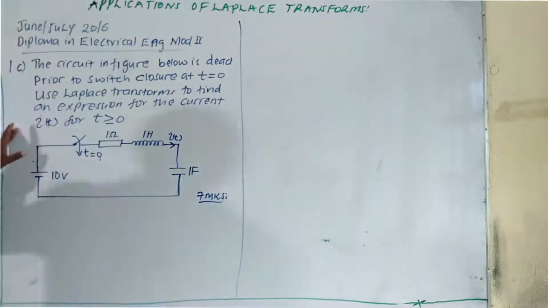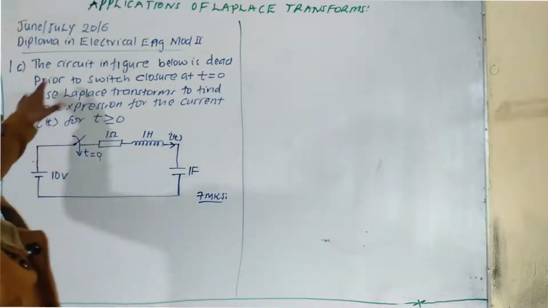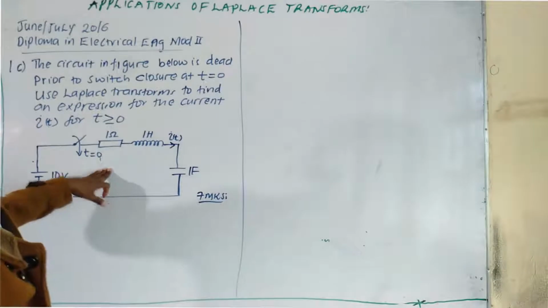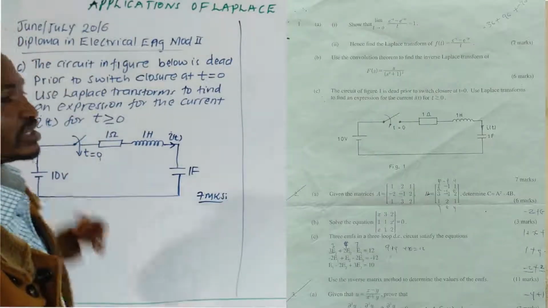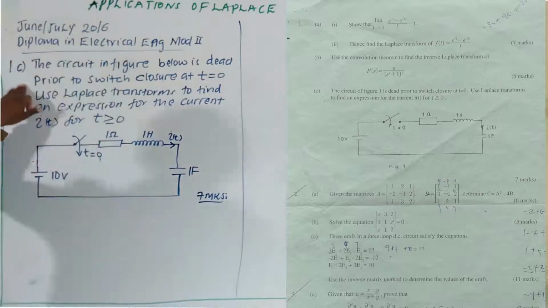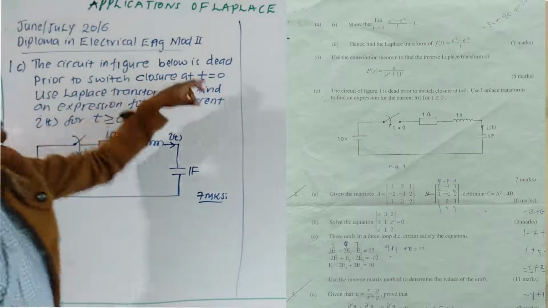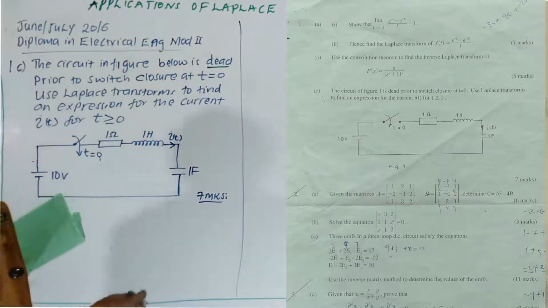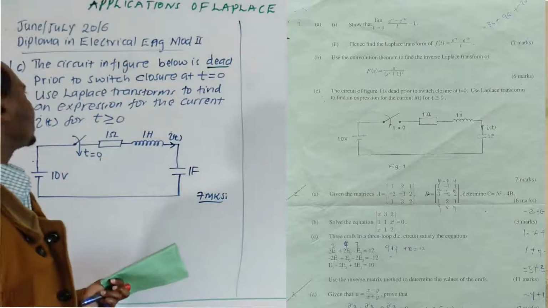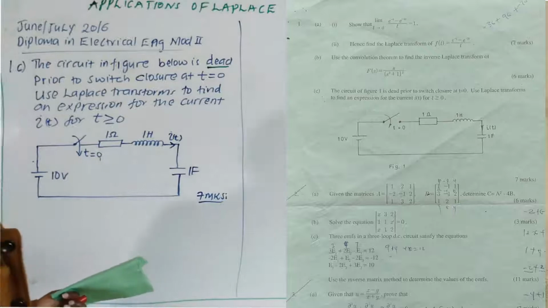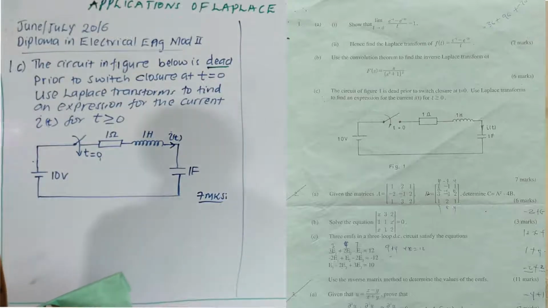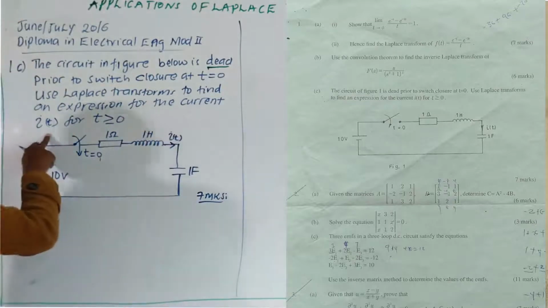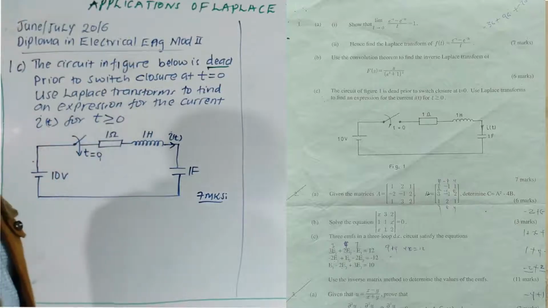We will now quickly go through an example on applications of Laplace transforms in electrical engineering. Here we have a question from June, July 2016 for electrical engineering, module 2, and we are told the circuit in the figure below is dead. It's very important. It's dead prior to the switch closure at t equals 0. Use Laplace transforms to find the expression for the current i(t) for t greater than 0.